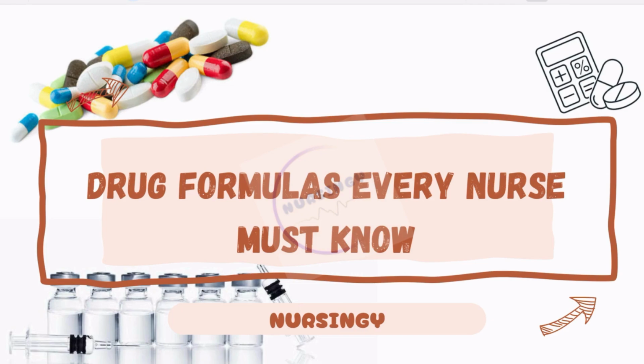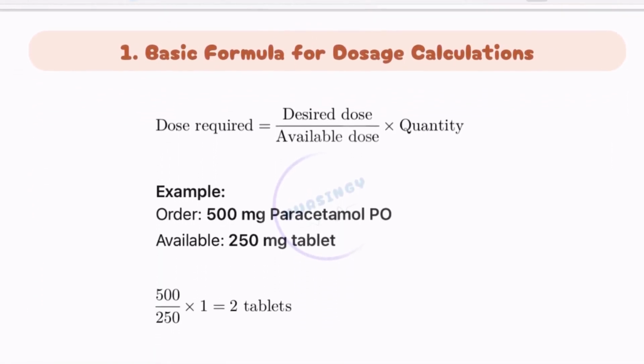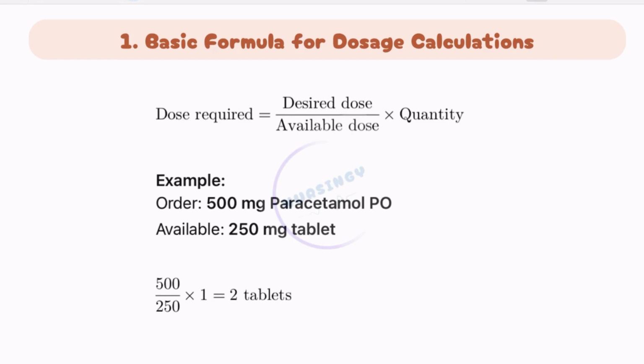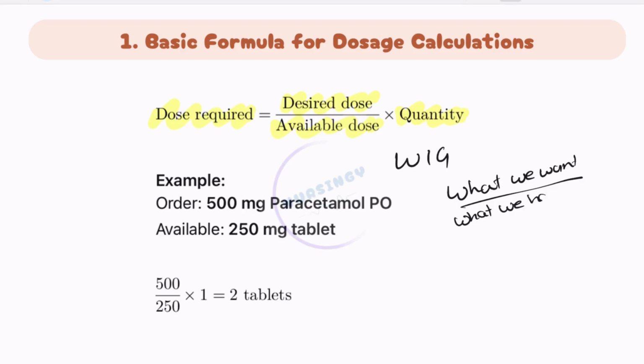Okay, let's move on. So first of all, we are going to discuss our basic formula for dosage calculation. We need the dose required, the desired dose, the available dose, and the quantity. These are the four things that we need in our question. Most nurses also remember this as a WIG: what we want, by what we have, times what it's in.